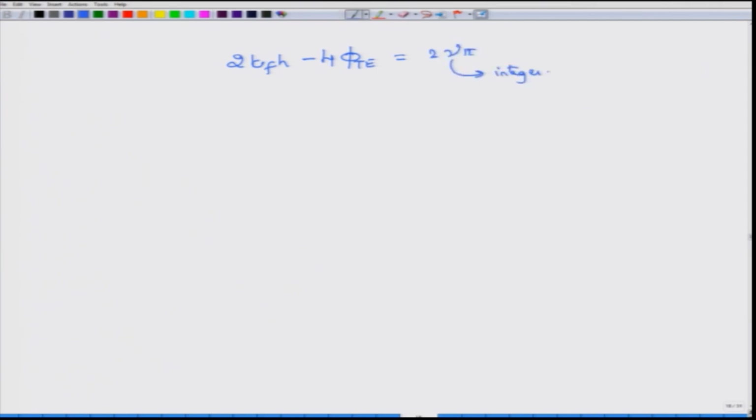This is the transverse resonance condition, which we will discuss in the next module, along with its importance and how it can be used to understand guided propagation of light inside slab waveguides. Thank you very much.